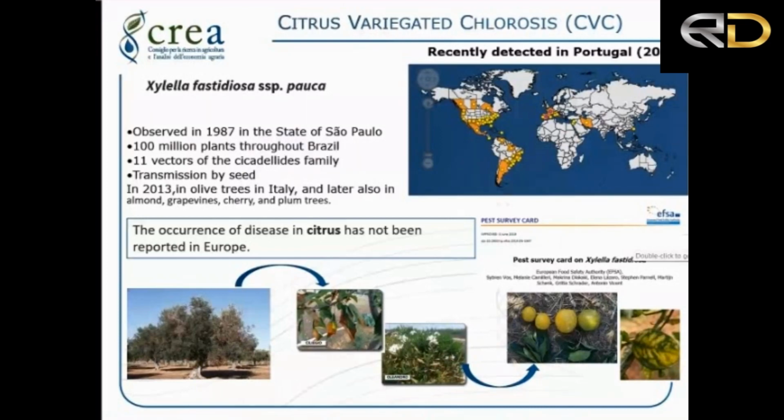EFSA, the European Food Safety Authority, has published a survey card on Xylella fastidiosa in order to describe all the methods that can be useful for a survey, to limit its introduction and to eventually detect the disease easily, also at an early stage.